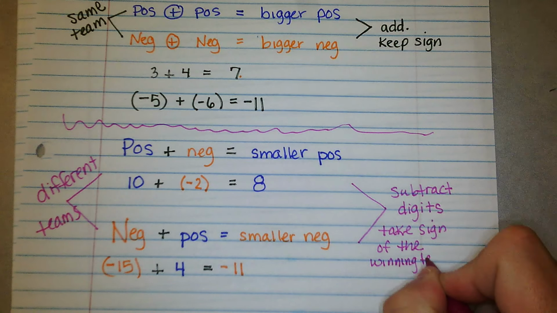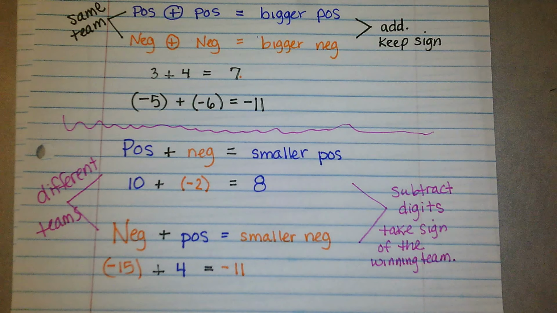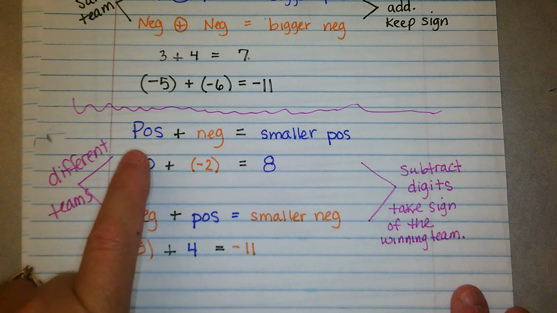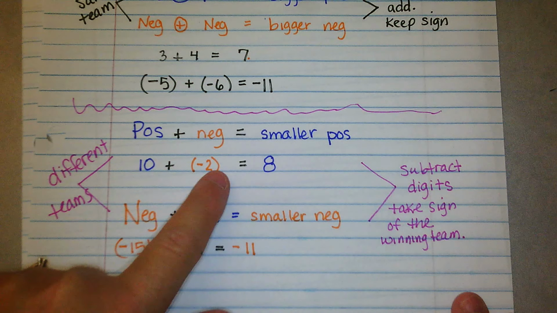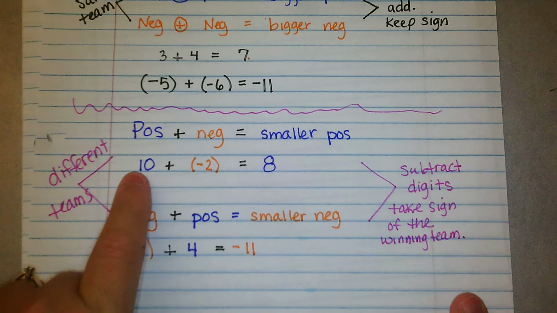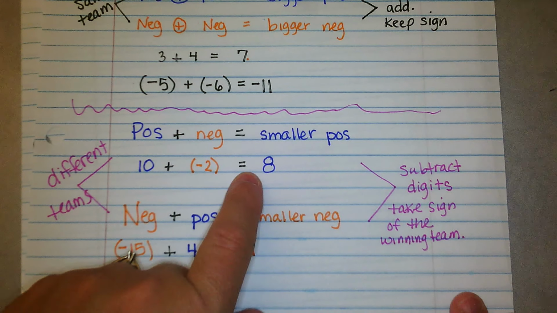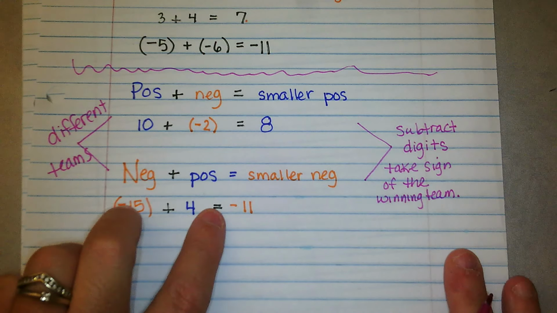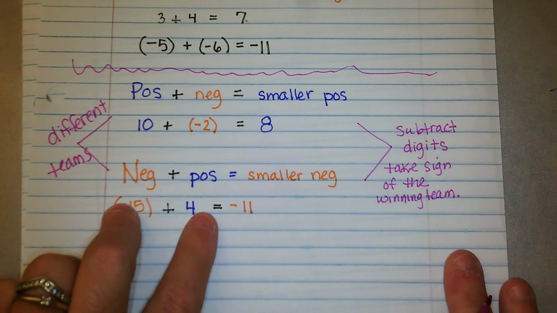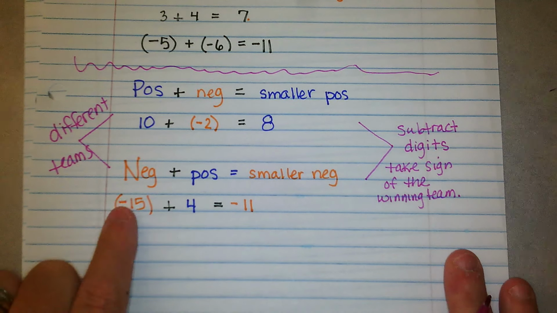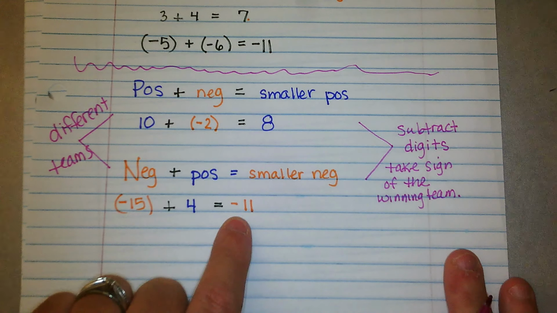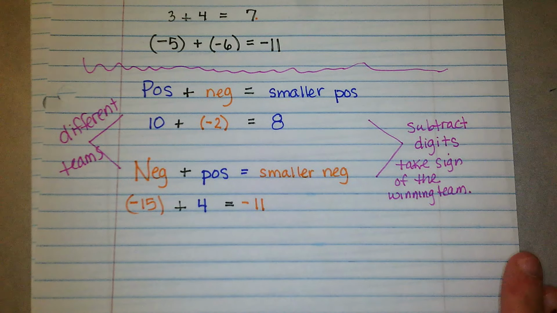And the way we figure that out is who's got more in the beginning. In this scenario, 10 was bigger than -2, so I'm going to subtract that and get 8. And because the bigger one was positive, I'm going to keep that positive. In the second scenario, these 2 are different teams. I'm going to subtract 15 and 4 and get 11. And because there were more negatives in the beginning, I'm going to end up with negative at the end.